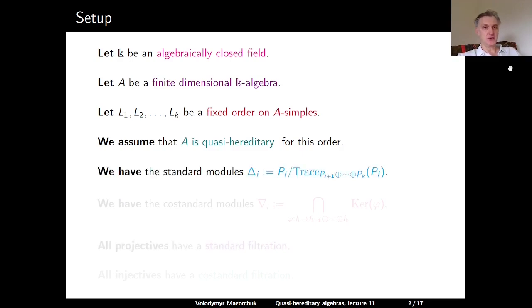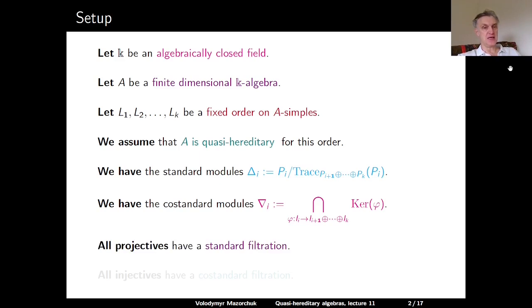So we have the standard modules Delta i, where i is between 1 and k. Delta i is defined as a quotient of P_i by the trace in P_i of the projective modules P_{i+1}, P_{i+2}, and so on up to P_k. And we also have the costandard modules Nabla i, which are defined as the intersection of the kernels of all homomorphisms from the injective envelope I_i of L_i to the injective modules I_{i+1}, I_{i+2}, and so on, all the way up to I_k.